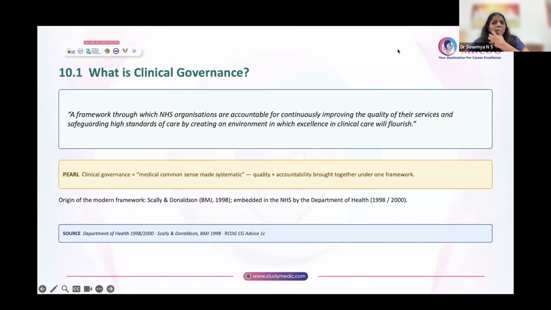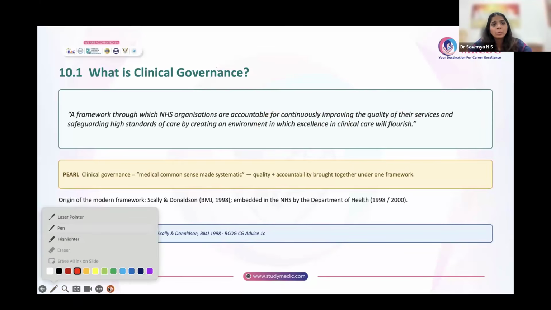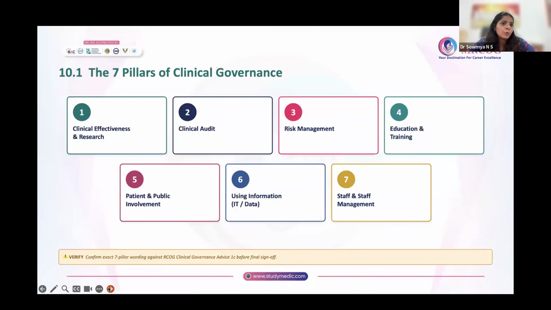Okay guys, so let's start with the definition. I am not going through the complete definition of the clinical governance. Just be aware, clinical governance is nothing but the medical common sense. Because we have to be continuously accountable for improving the quality, and of course you have to create an environment which is non-blame culture and excellence, where clinical care will flourish. Do you think the questions would be on this? We would see as we move forward.